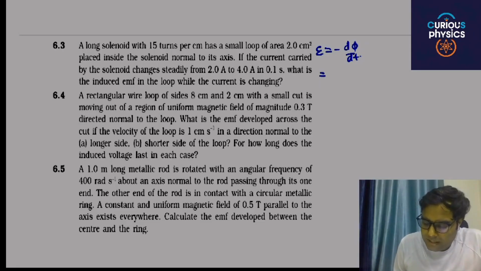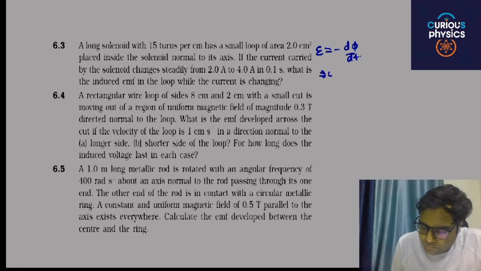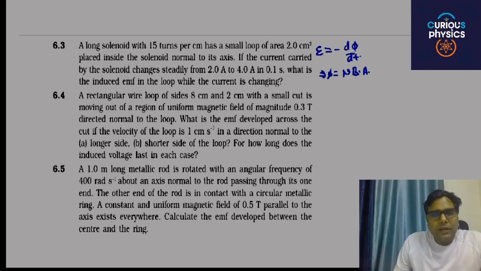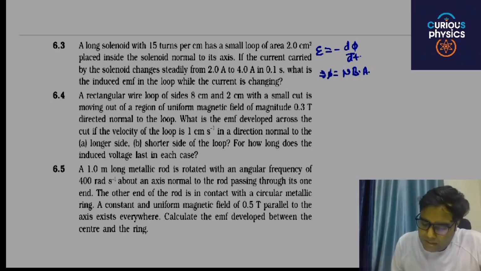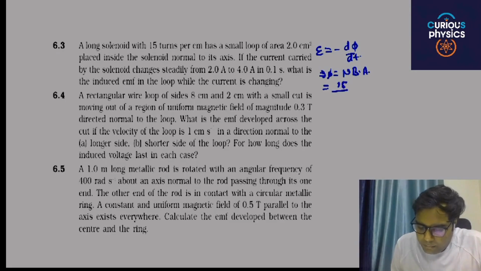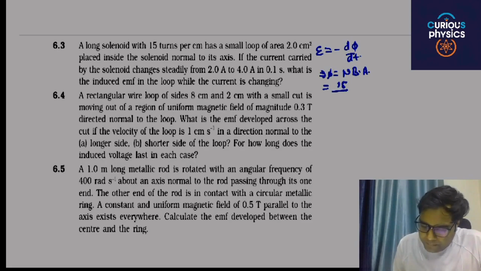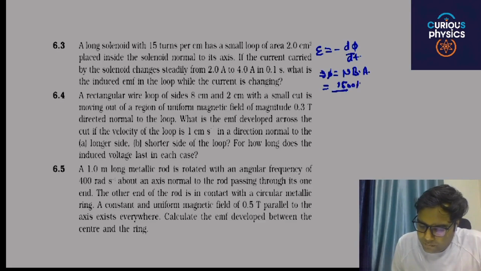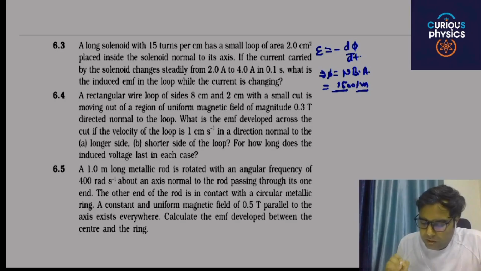So you can easily write the value of phi. Phi is nothing but NBA cos 0, and cos 0 is 1. N is 15 turns per centimeter, which means 1500 turns per meter. Or you can easily find the value of magnetic field in case of a solenoid.